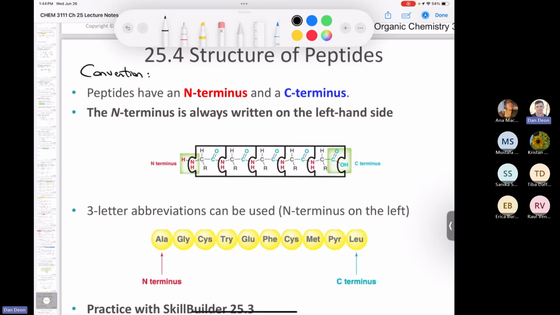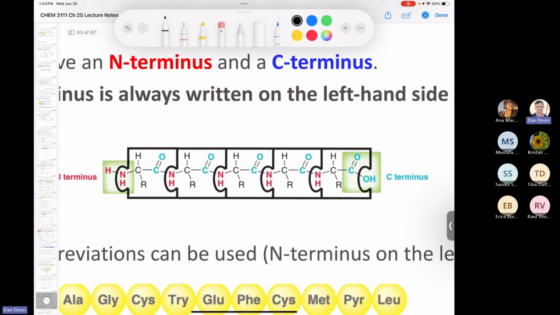And again, this is a convention that's used all across the scientific community. So you see this peptide here, you would call this a pentapeptide, right? It has 1, 2, 3, 4, 5 different amino acids together. It's got a total of what? 1, 2, 3, 4 peptide bonds total in there.